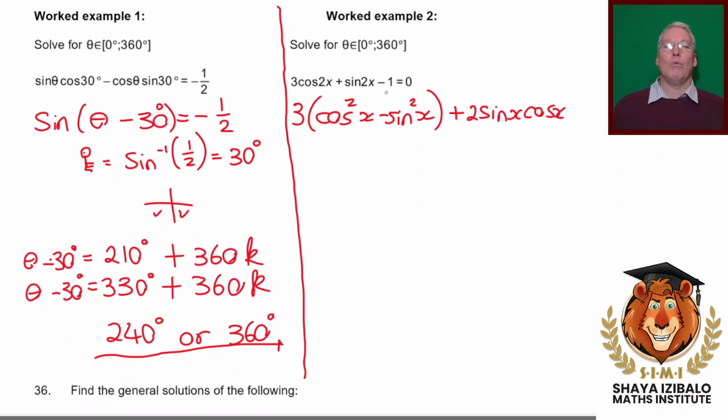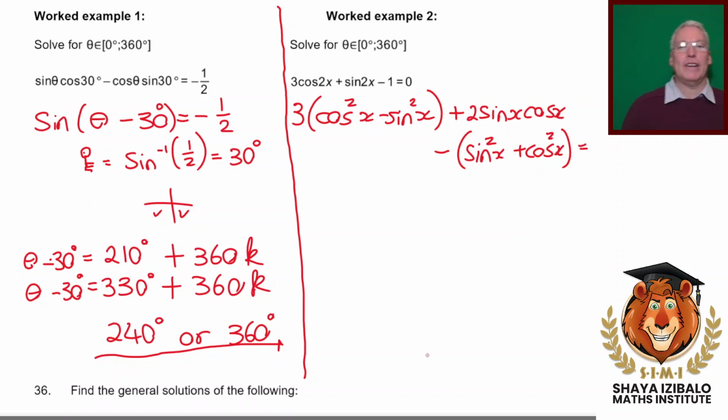This is minus 1. All right. Now, what we're going to do, instead of 1, we're going to write our 1 as sine squared plus cos squared. Okay, we're going to see why now. All right. This is tricky.